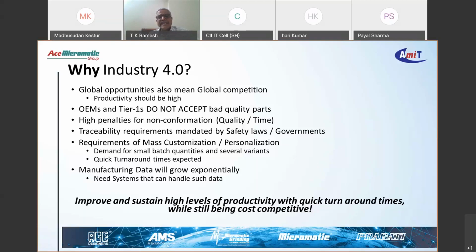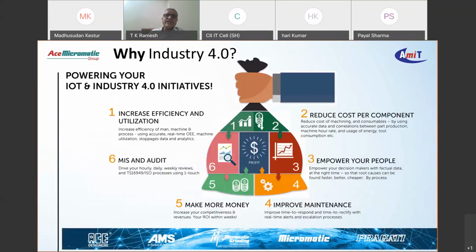So if we really need to be productive, and if we need to be consistent on our delivery and also keep our costs low, we must look at getting it right the first time. And to keep getting it right the first time, we must be working with actual data in real time. So this is why Industry 4.0, from a manufacturing perspective, is extremely important and needs to be looked at very, very carefully. I will be very, very quick on this.